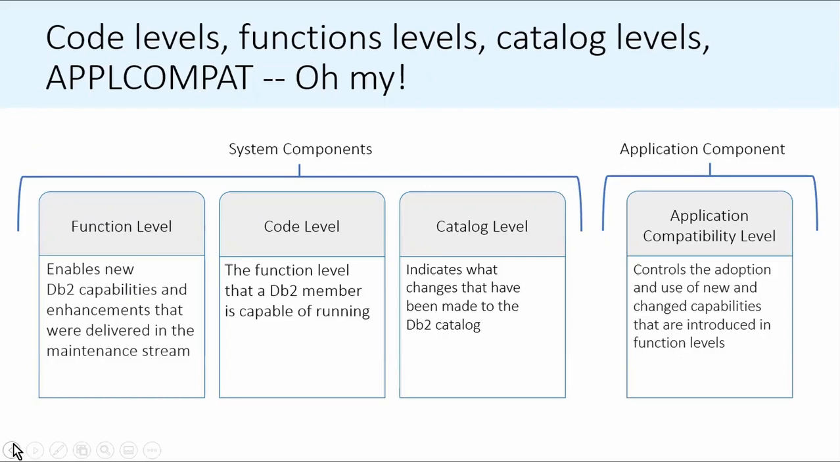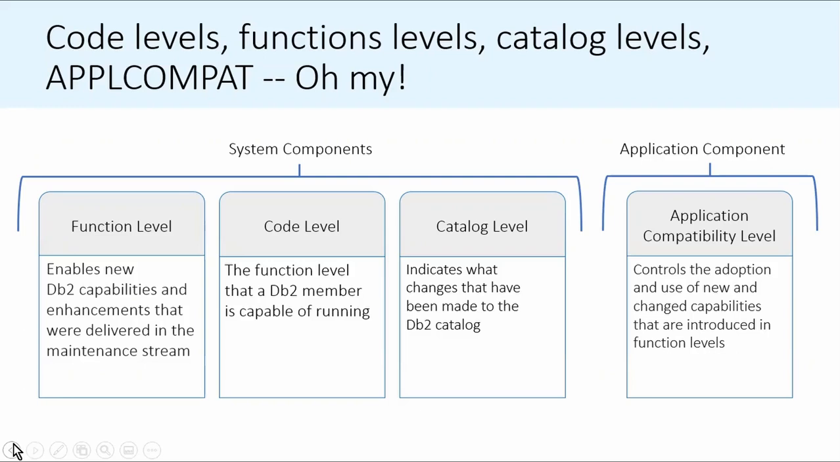Function levels are going to be new Db2 capabilities and enhancements delivered in the service stream, and the catalog level is going to be a specific evolution of the catalog, which is required for some of the function levels.